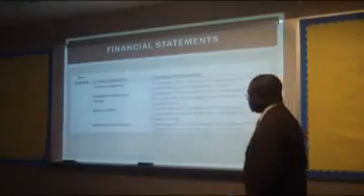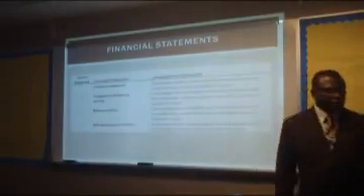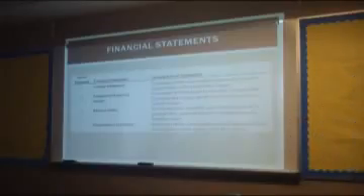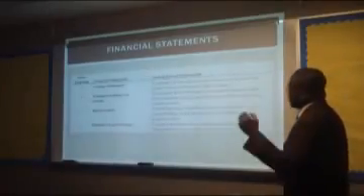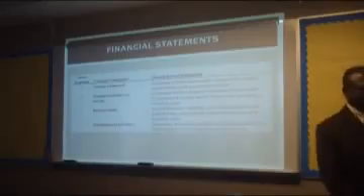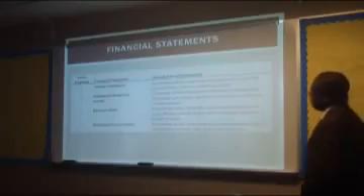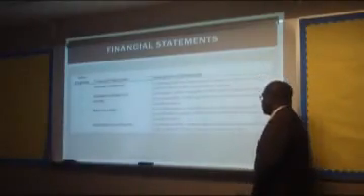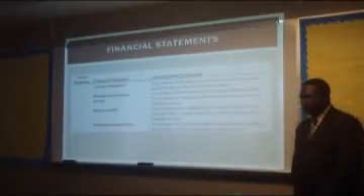So we have income statement, which is a summary of revenue and expenses for a specific period of time, such as a month or a year. Then we have statement of owner's equity, which is a summary of the changes in the owner's equity that occurred during a specific period of time, such as a month or a year. Then you have your balance sheet, which is a list of your assets on one side, liabilities and owner's equity on the other side, as of a specific date, usually at the close of the last day of a month or a year. Then you have your statement of cash flows, a summary of the cash receipts and cash payments for a specific period of time, such as a month or a year.